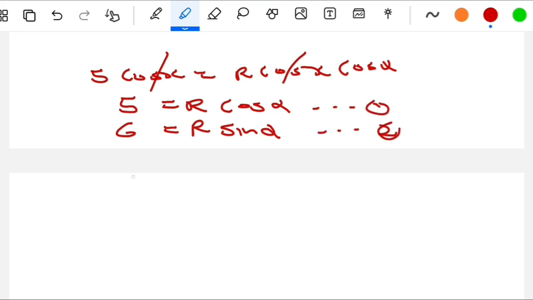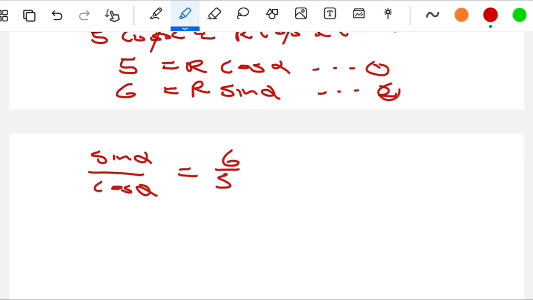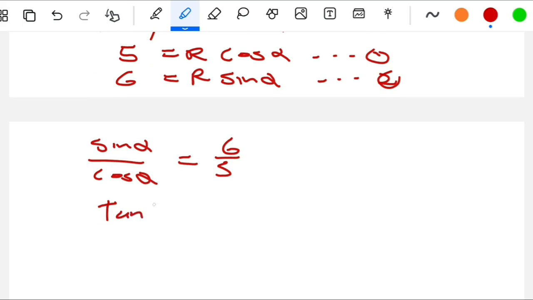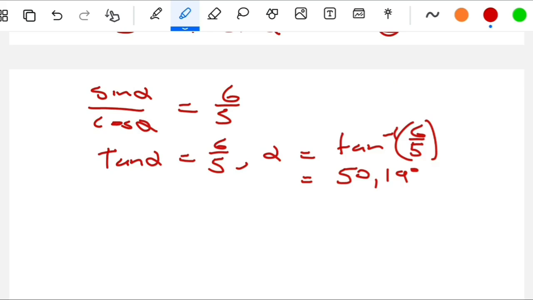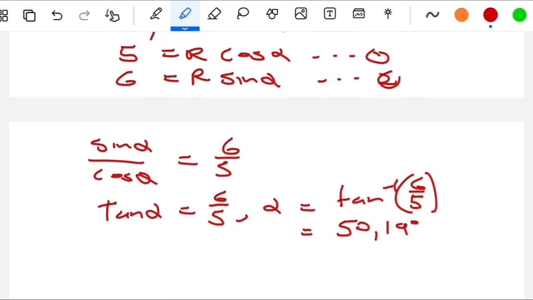So if we divide 2 by 1, we're going to have what? Sine alpha over cos alpha equals 6 over 5. Then sine over cos is tan, so tan alpha equals 6 over 5. Then alpha equals tan inverse of 6 over 5, which is going to give us what? 50.19 degrees.